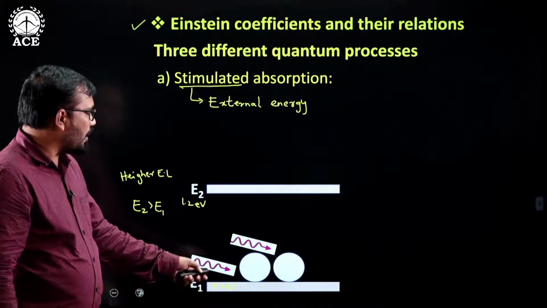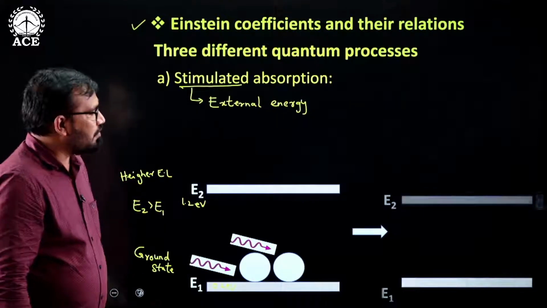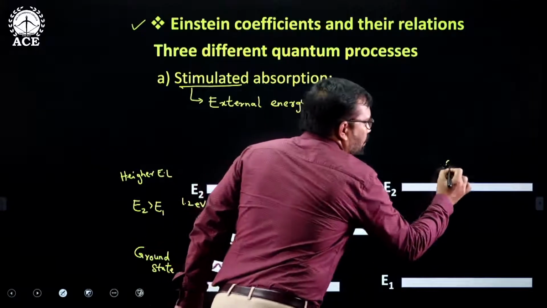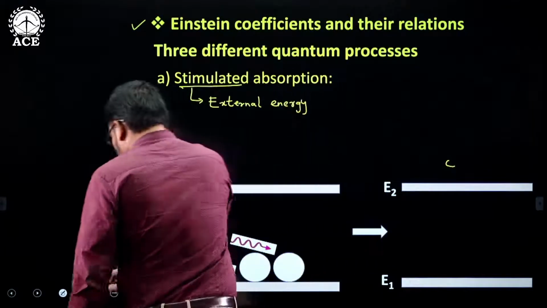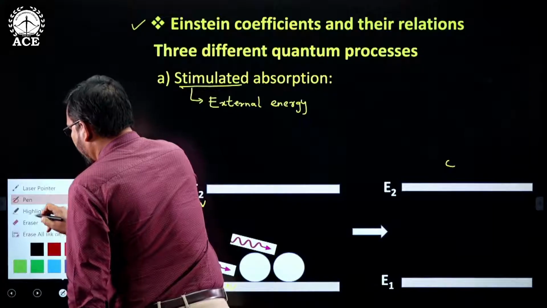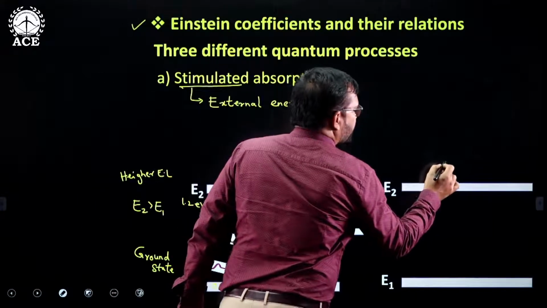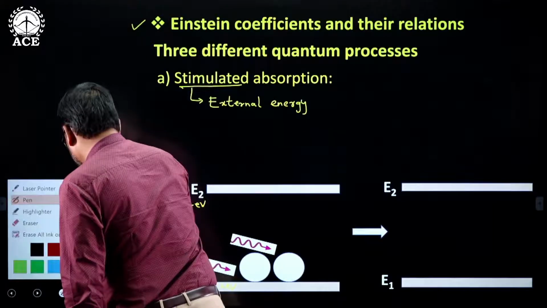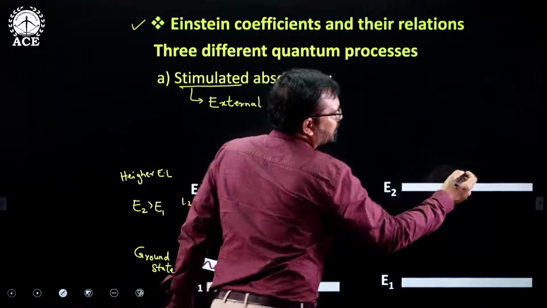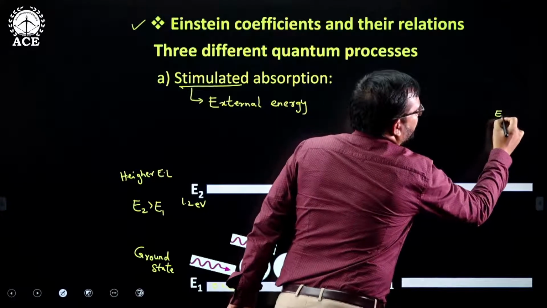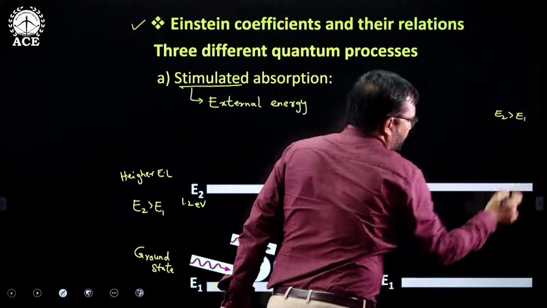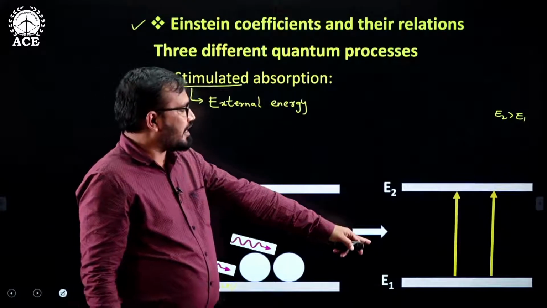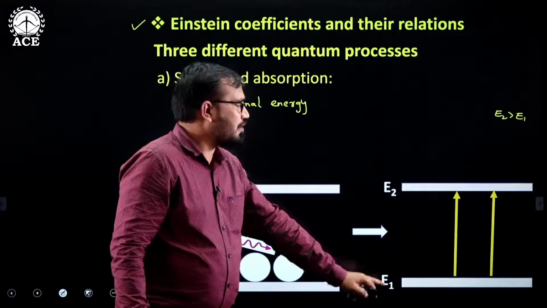Then what happens to this photon? This is E1 and E2. E2 is always greater than E1, so that you have to remember all the time. Now it is a lower energy level and it is a higher energy level. See here, the atoms are excited from this level to this level, from E1 level to E2 level.